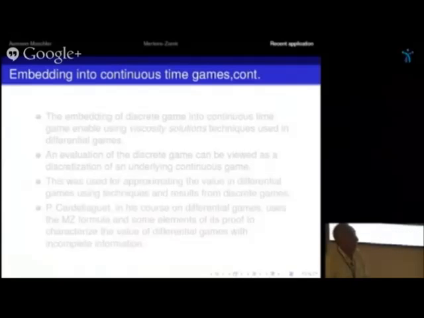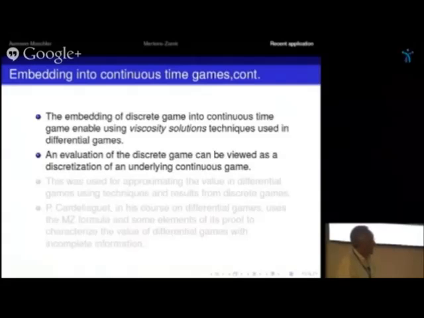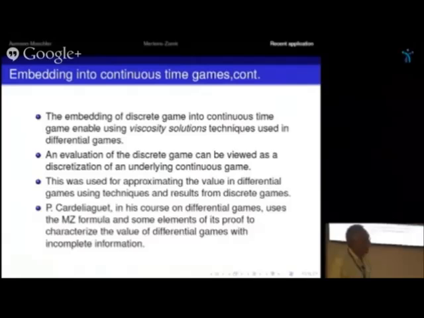Now, why is this important? As I said, here I go really quickly. This embedding of discrete game into continuous game enables using what they call in differential games viscosity solutions techniques, and it was used. Second, the valuation of the discrete game can be viewed as a discretization of the underlying continuous game. And this was really used for approximating the value of differential games using techniques and results from the discrete games.